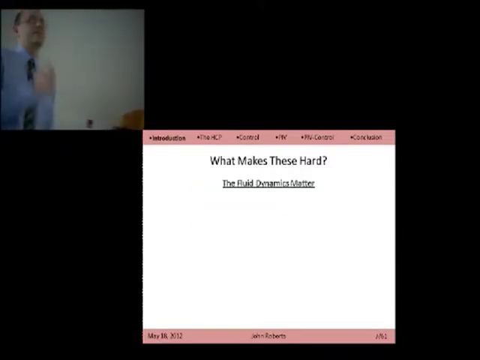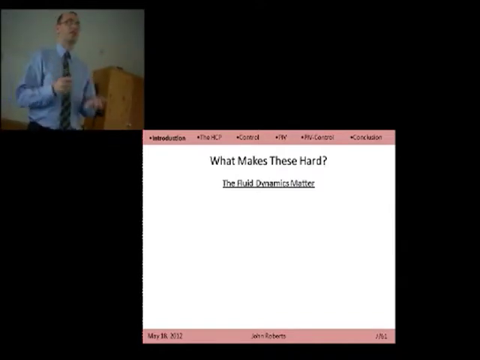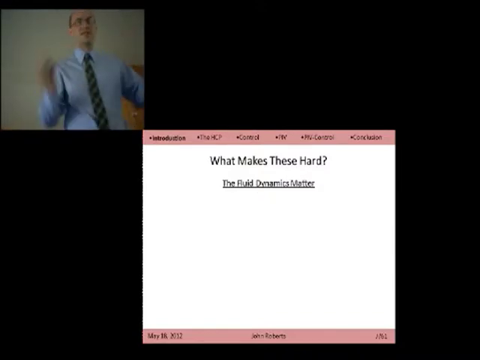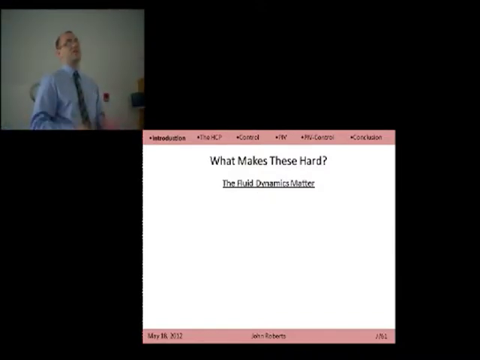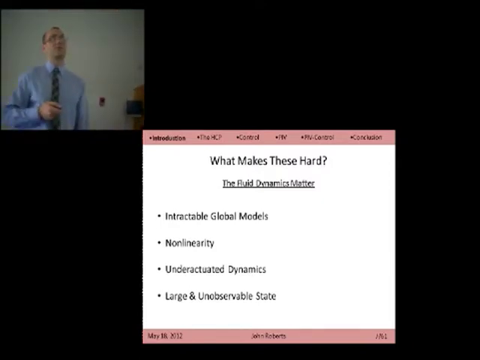And why is it difficult? It's because the fluid dynamics matter. It's because you can't wrap that all up in some simple lift and drag coefficient and operate in a limited regime and assume things are linear, or that you're around a relatively small set of fluid operating conditions and quasi-steady behavior. The fluid dynamics are all very relevant to this. And fluid dynamics is hard for four big reasons. The global models are intractable.